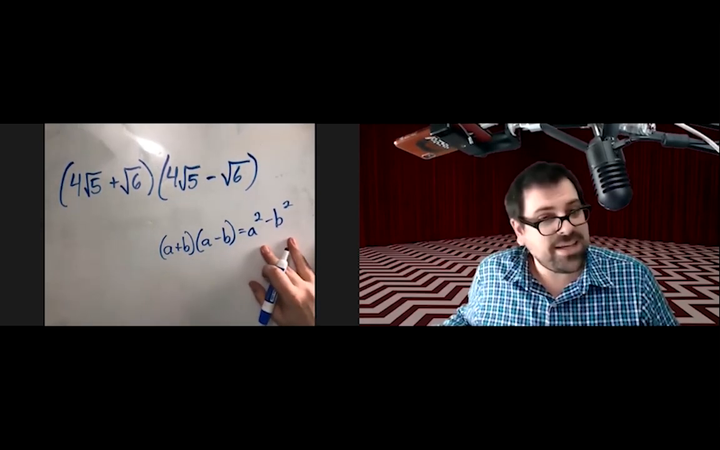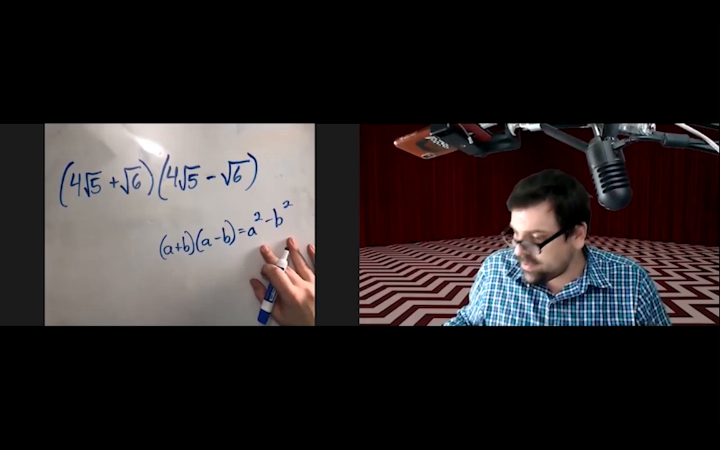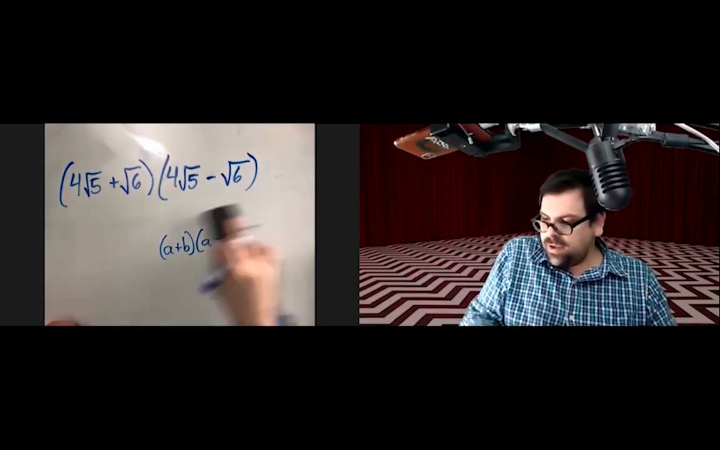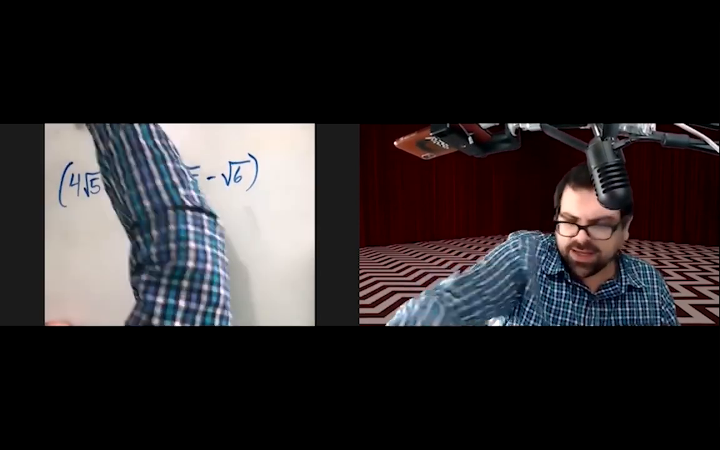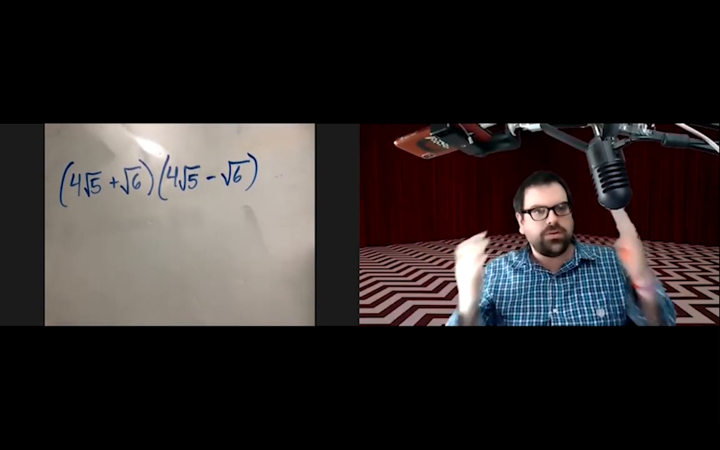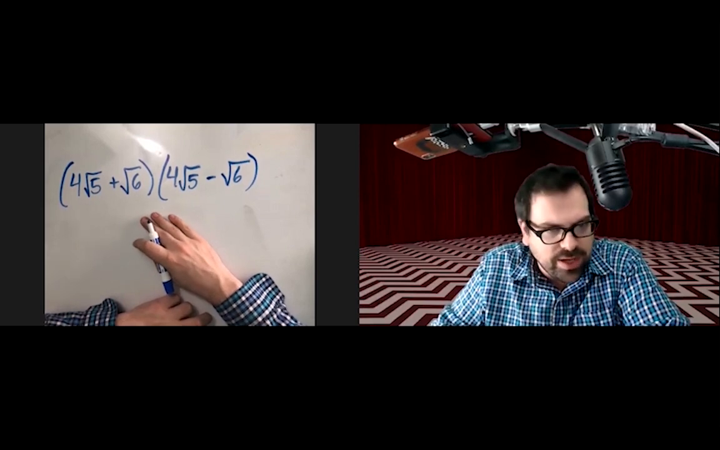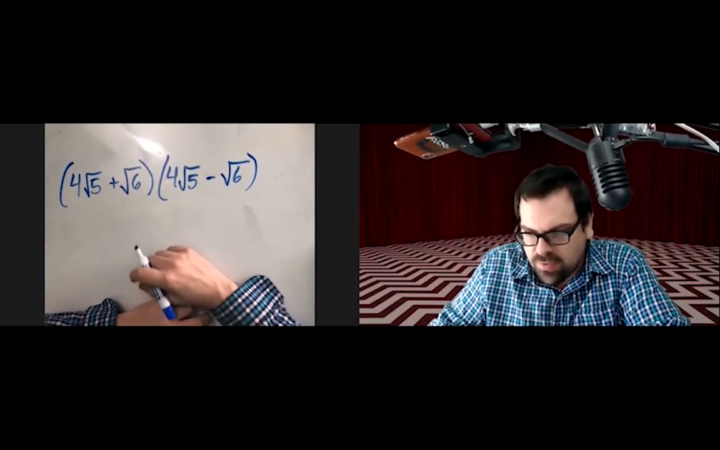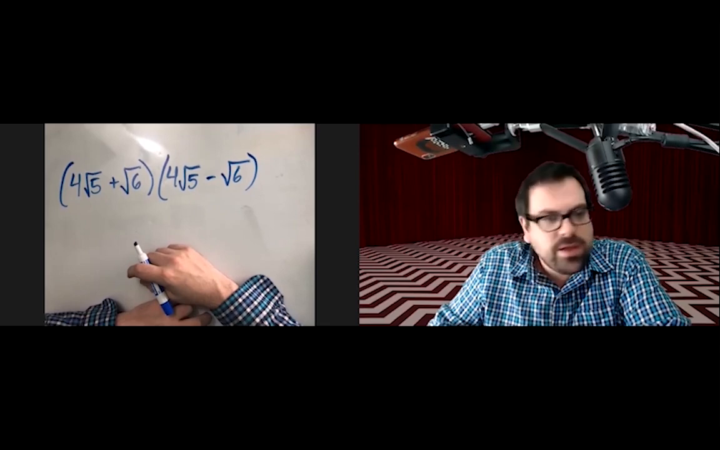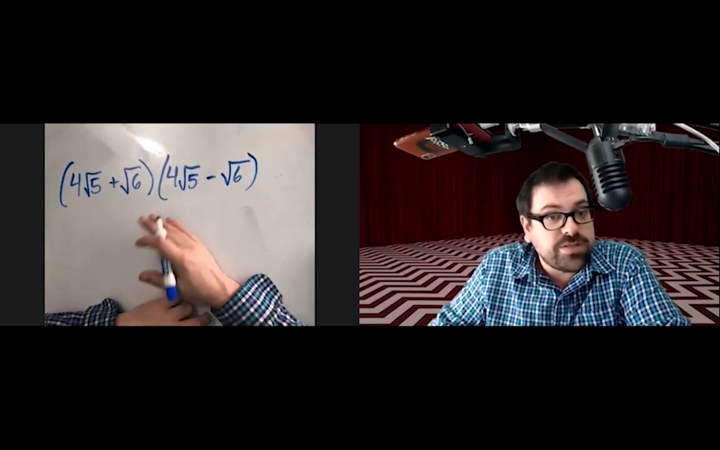Multiplying these does give us a two-term thing. And when we square these things, that should get rid of the radicals. So this one would give us a two-term thing with no radicals. Let's do the long way first, though. Let's just FOIL it.